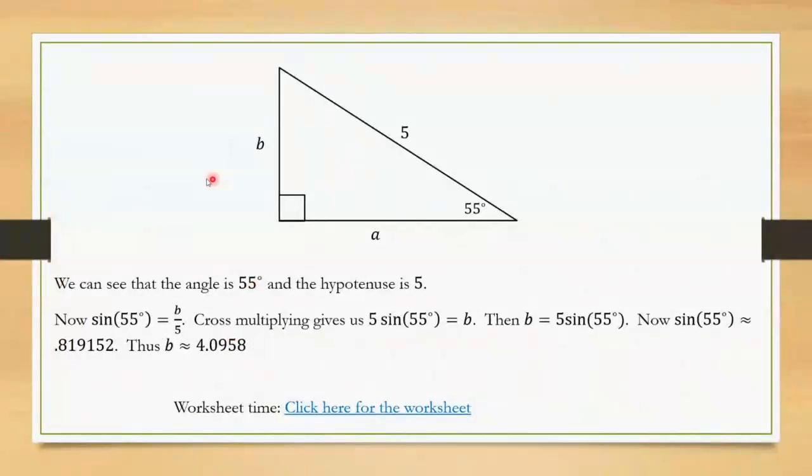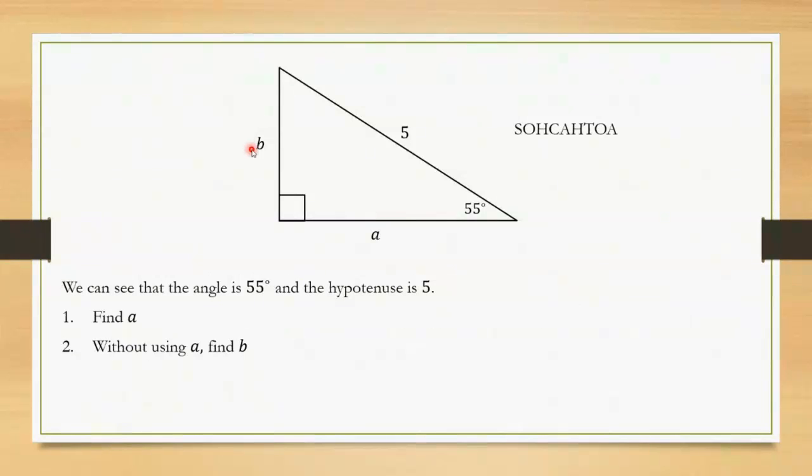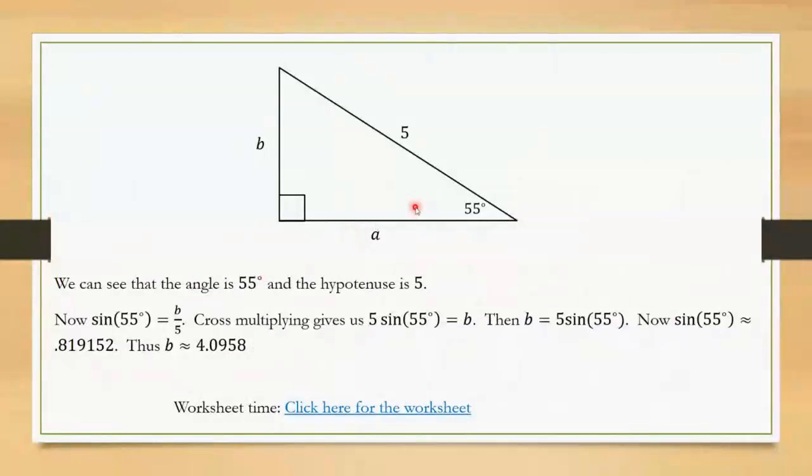Now we want to get B. Okay, here, let me go back to this. We want to get B now. Well, here, B is the opposite side. We know the hypotenuse. So we want a trig function that deals with opposite and hypotenuse. What does that? Opposite hypotenuse, sine. We're going to use sine. So sine of 55 degrees is equal to opposite, which is B, divided by hypotenuse. That's over here.